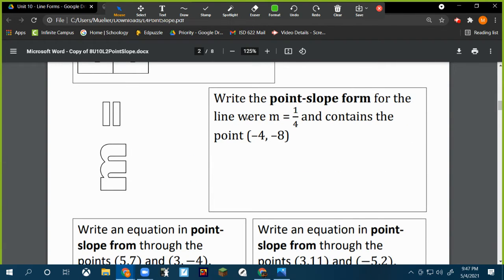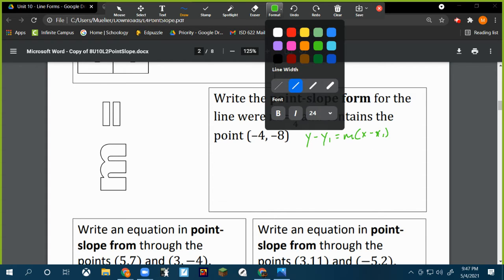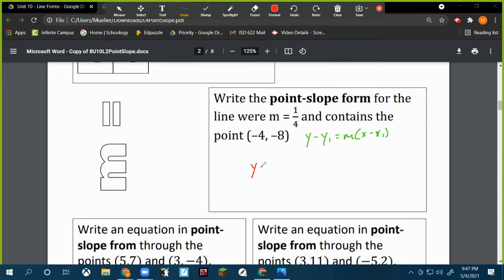Write the point slope form for a line that has a slope of 1/4 and goes through the point -4, -8. Let's just put those in. We know the slope, we have a point. Y, the opposite of -8, is positive 8. M is 1/4. X, the opposite of the x coordinate, is positive 4. And you're done. Pretty simple, pretty straightforward, pretty easy. I like that one.